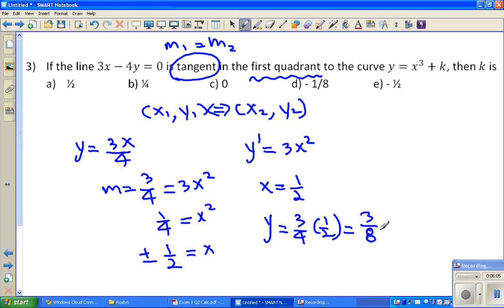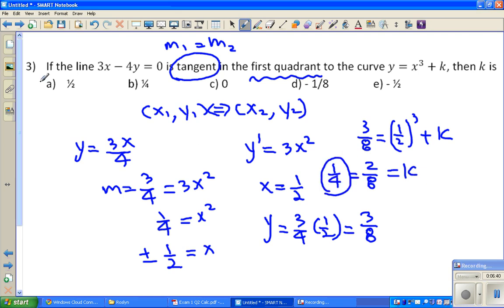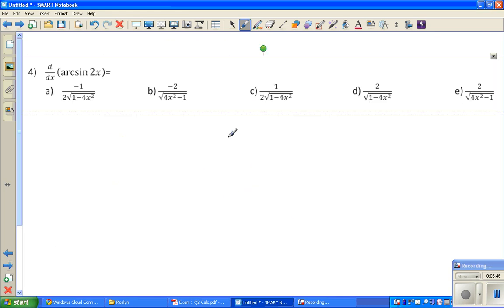Now, since this point (1/2, 3/8) is not only on the linear function but also on the cubic function, because they are tangent, they share the point. That means 3/8 is equal to (1/2) to the third power plus k. Here you will realize that this is equal to 1/8, which makes k equal to 2/8. Then we realize that our final answer should be 1/4. Hence, this would have been our final answer. All right, let us move on.